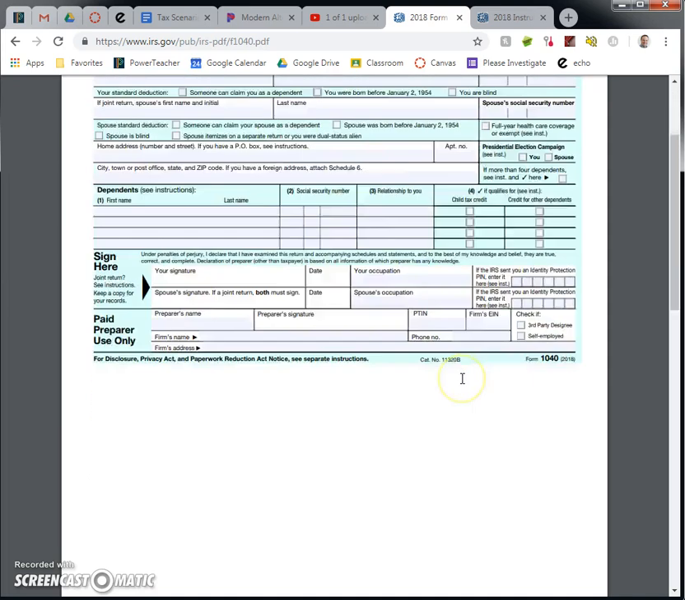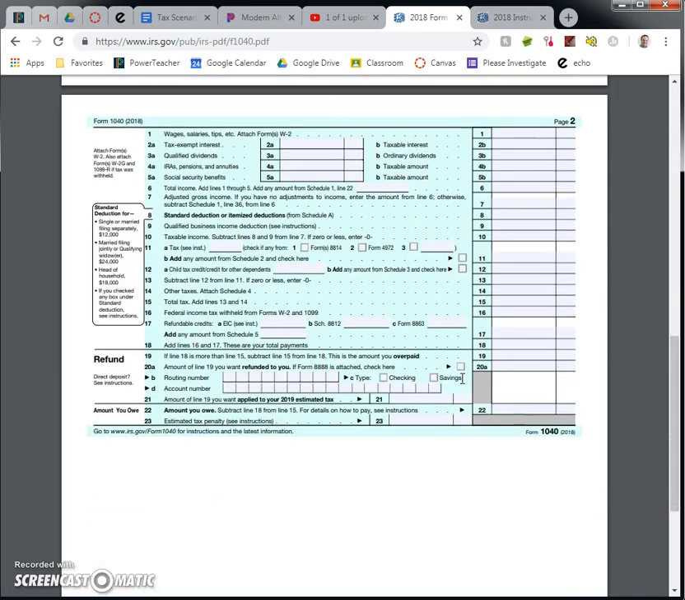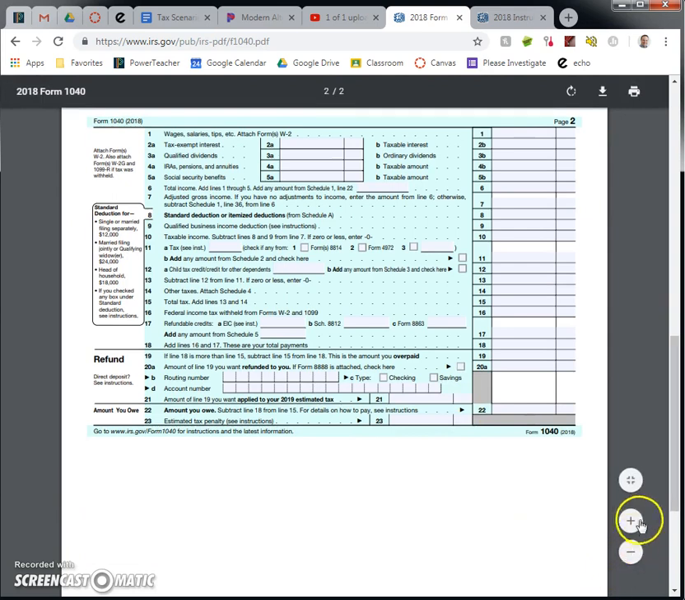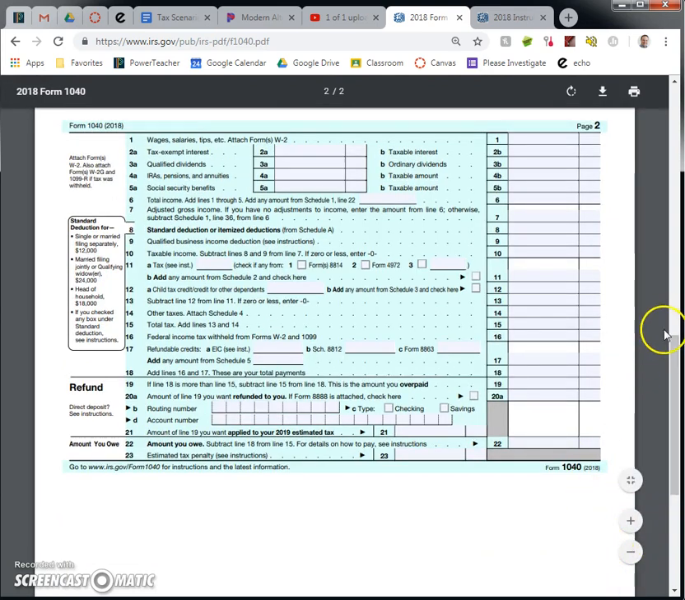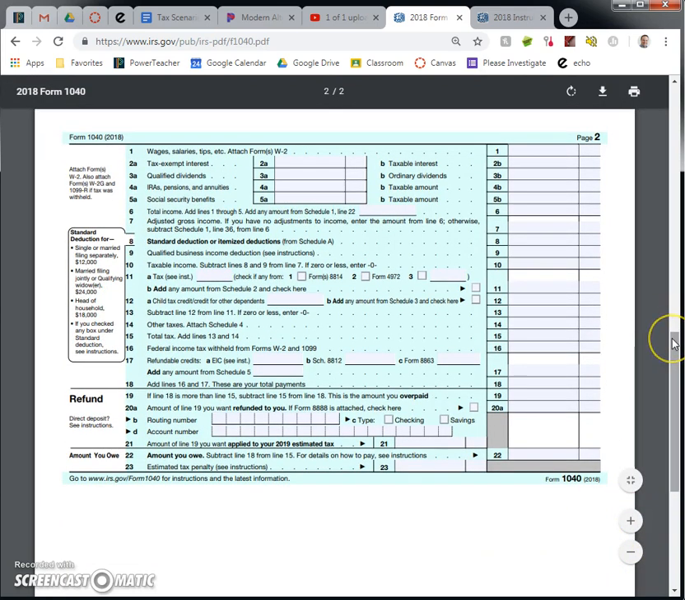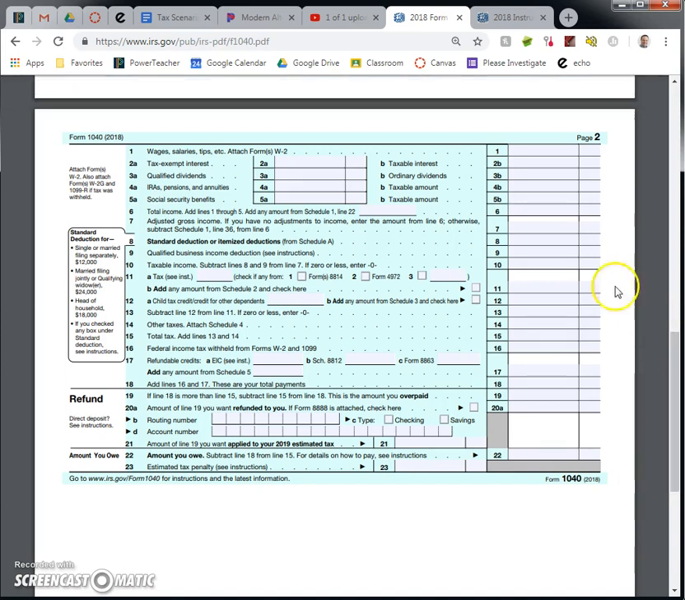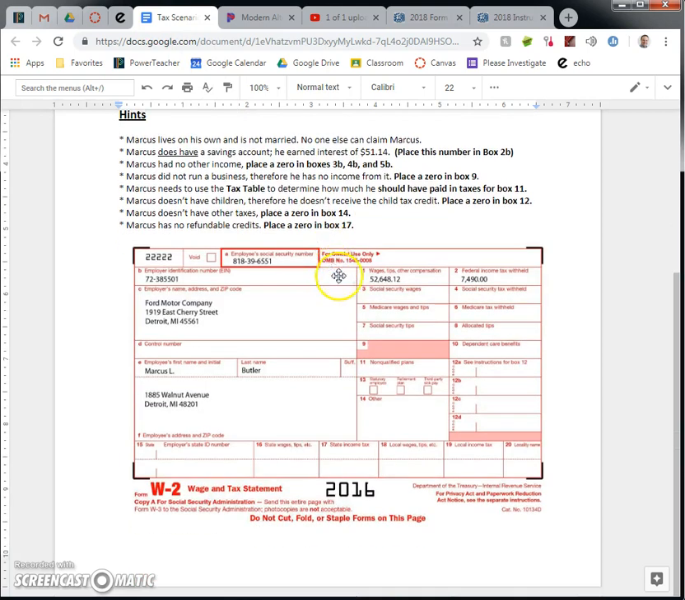All right. So, let's go ahead and scroll down to this area. And I'm going to zoom that in just a little bit. Let's scroll down to this area and let's start filling this out for Marcus. All right. So Marcus worked one job. His W-2 form is right here. And I can see by his W-2 form that he earned $52,648.12.